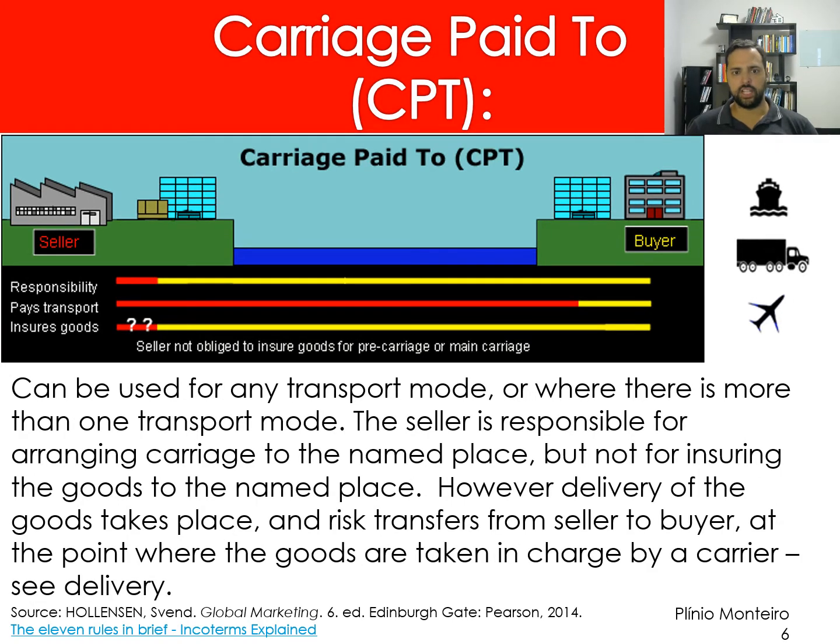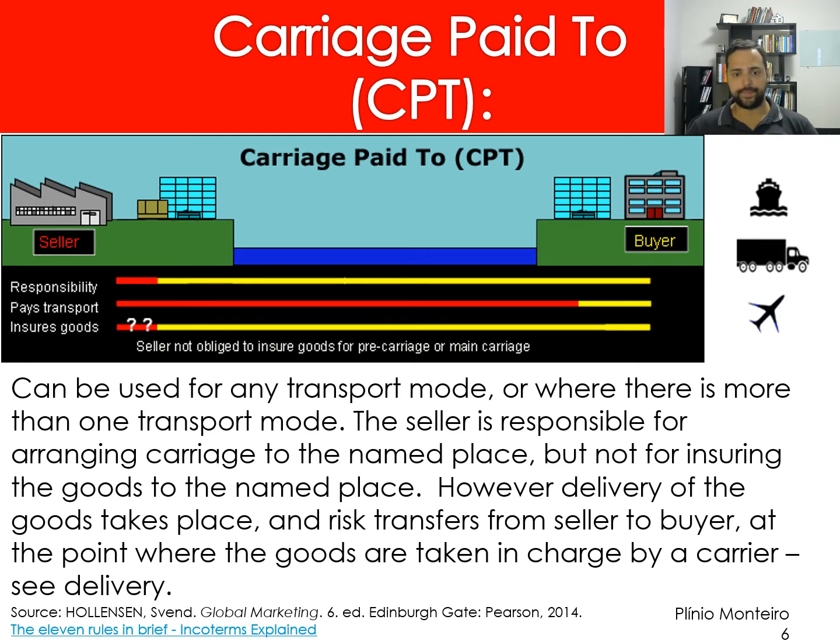Carriage paid to is basically a way to make a trade where the seller will be responsible for paying for the transport and the logistics, but will not be responsible for insuring the goods that are being sold. In that case, the seller will arrange and pay for the logistics, but will no longer be responsible for the goods being sold. Once the carrier receives the product, the responsibility for it is between the carrier and the buyer.